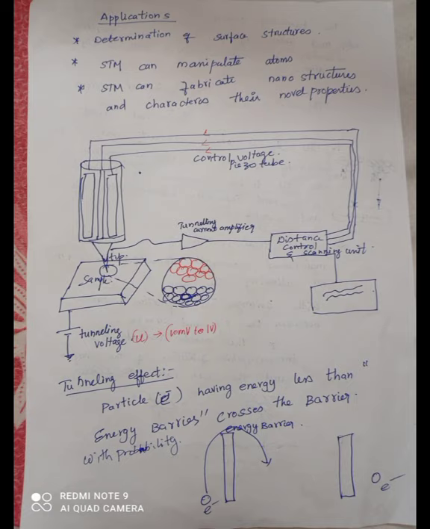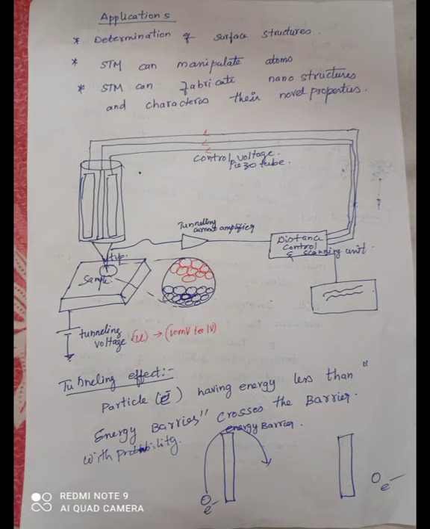In a similar way, the electrons also will jump from the sample to the tip. So the electron travels from sample to tip. The flow of electrons we call a current. That current is nothing but the tunneling effect. So an electron having energy less than the energy barrier crosses the barrier with a probability. The electron will jump the barrier very easily.